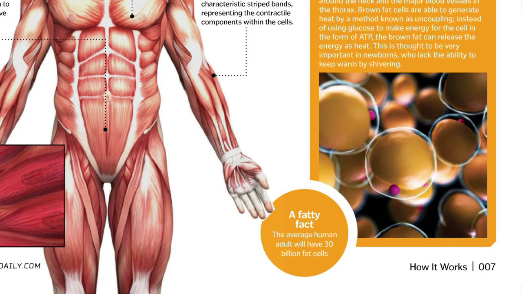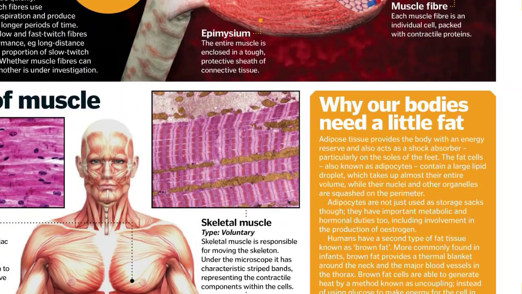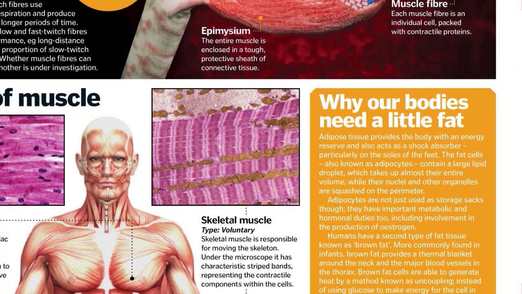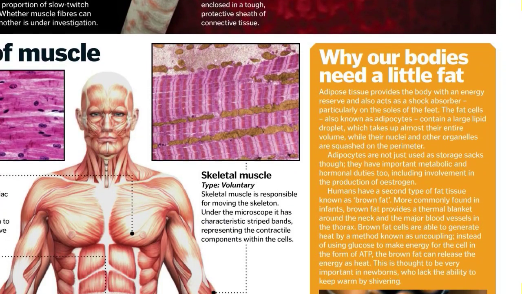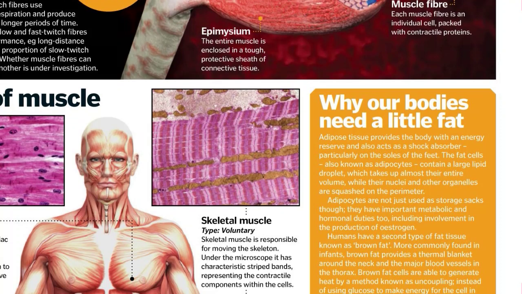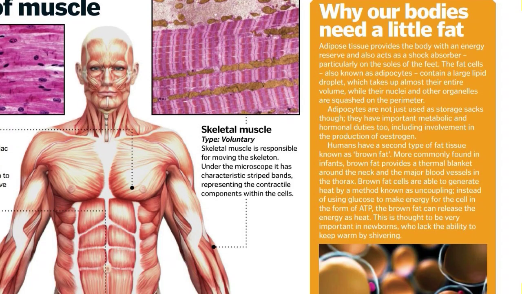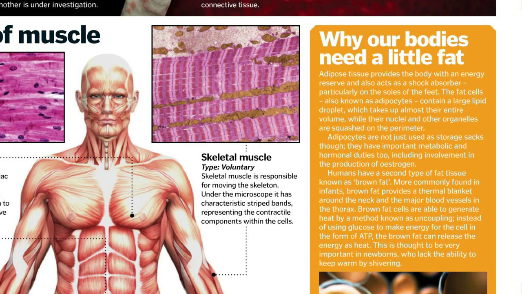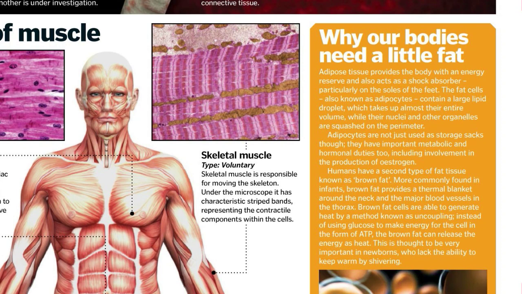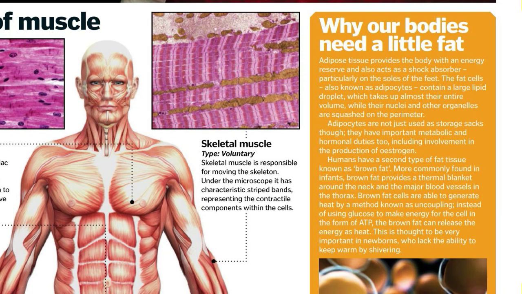Fat: the average human adult will have 30 billion fat cells. So this is how much fat we have on average as an adult. Now let's talk about why our body needs a little fat, because many people have a lesser amount of fat and many people have an extra amount of fat. So why do we need a limited amount of fat? Adipose tissue provides the body with an energy reserve and also acts as a shock absorber, particularly on the soles of the feet.